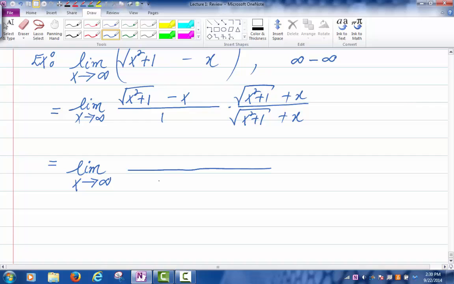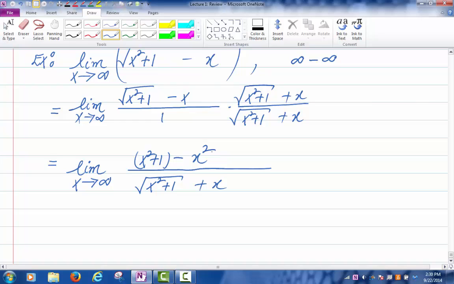In the denominator, we get x squared plus 1 plus x. That's all we get. In the numerator, I would be getting what? The square of the root of x squared plus 1 minus the square of x, right? So what do I get? If you multiply the two numerators by using FOIL, at the end, you're going to end up with x squared plus 1 minus x squared. You're taking the square of the first term minus the square of the second term here.